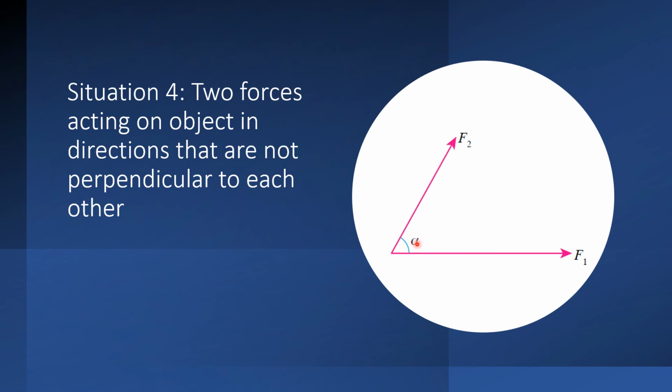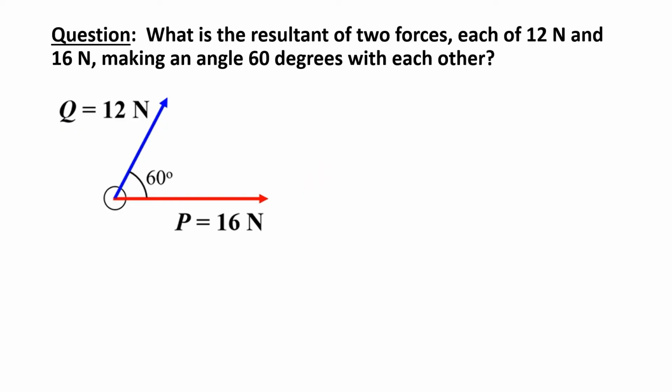Now, let us do some hands-on first. Okay, so this is our question today. What is the resultant of two forces, of 12 Newton and 16 Newton, making an angle of 60 degrees with one another? So you see this is force P, and then this is force Q, and they make an angle of 60 degrees. So may I know what is the resultant force? No worries. Let's follow the step-by-step guideline here.